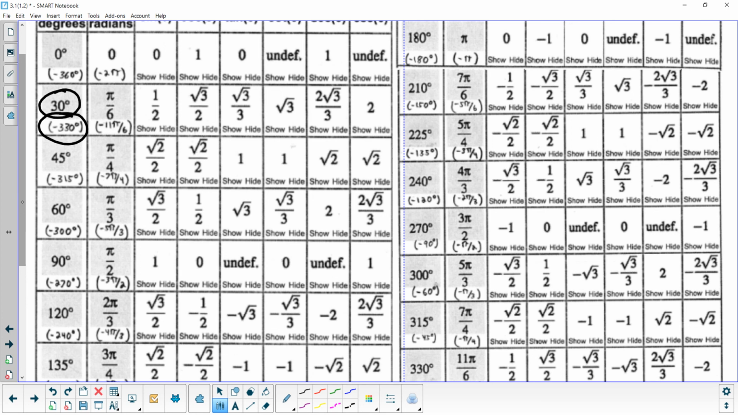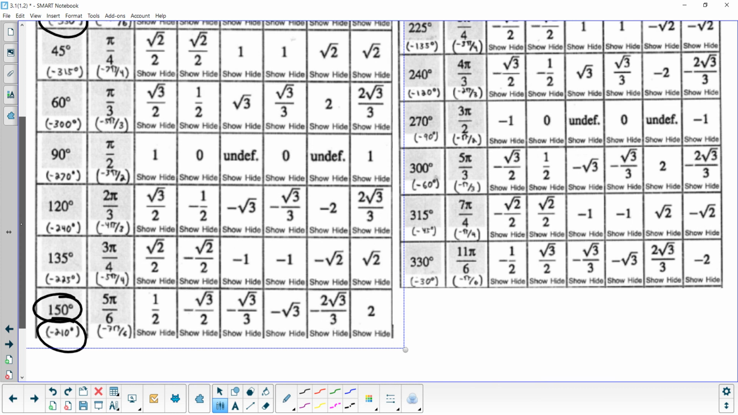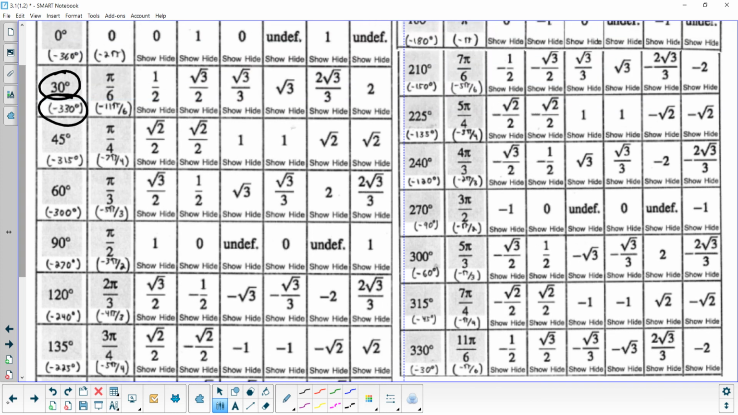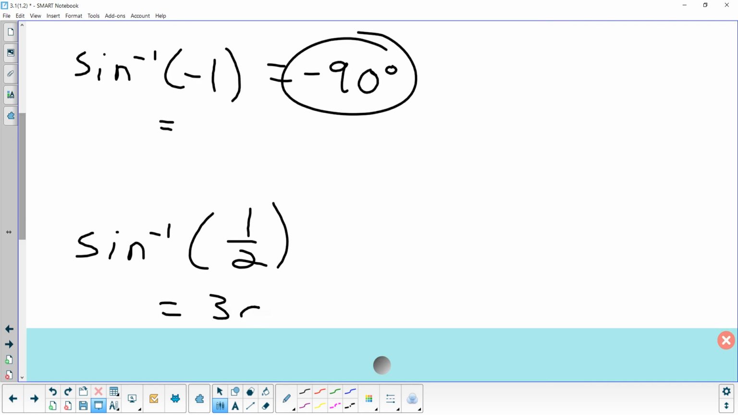Which one? 30. 30 is the only number there that's between negative 90 and 90. None of the other ones are. And that's our answer. All right, so 30. I'll put it there.